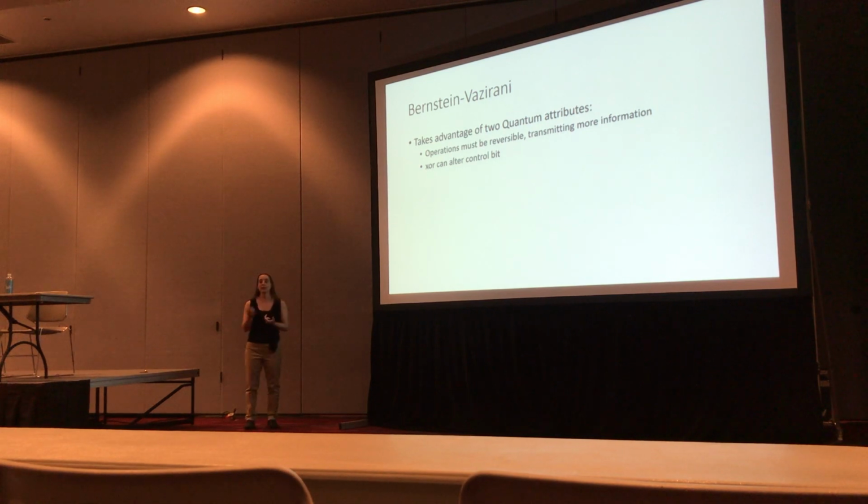All right, so we're going to do Bernstein-Vazirani, and this algorithm takes advantage of two important quantum attributes. One is that operations have to be reversible. So we're going to end up having a lot more information than we would necessarily have in classical computing. And we're going to exploit that. And also that the XOR can actually affect the control bit. So in the examples I showed for the CNOT already, the control bit stayed the same, and it only affected the second bit. But we'll see how you can actually alter the control bit itself.